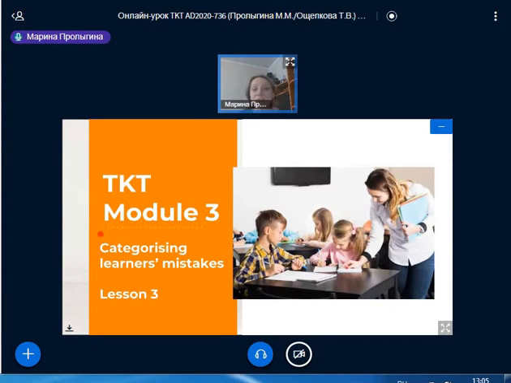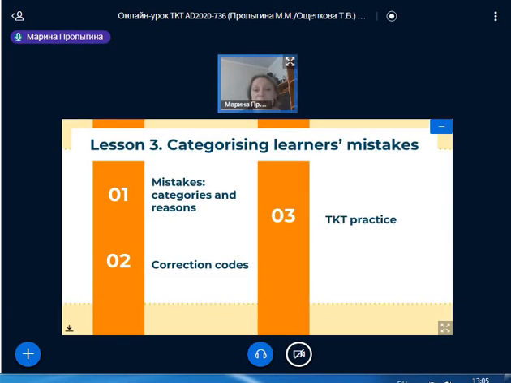So actually today our topic is categorizing learners' mistakes, right? We are going to talk today about categories and reasons why our students usually make mistakes. We are going to discuss some ciphers, some correction codes that we can use in our teaching practice. And also we are going to practice TKT and complete some TKT tasks. Okay, so I think we can start, right?